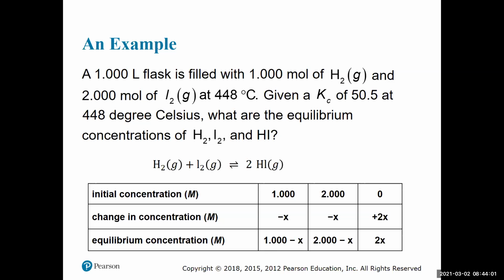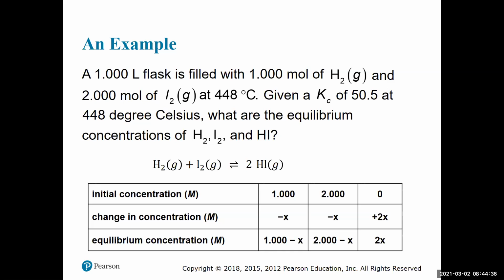The things to note there are that when we look at the coefficients on that equation, H2 and I2 have coefficients of 1, and HI has a coefficient of 2. So that tells us that for each mole of H2 or I2 that react, we'll form 2 moles of HI. At the bottom here is a table that should look familiar. That's similar to the table that we did on the problem last week.